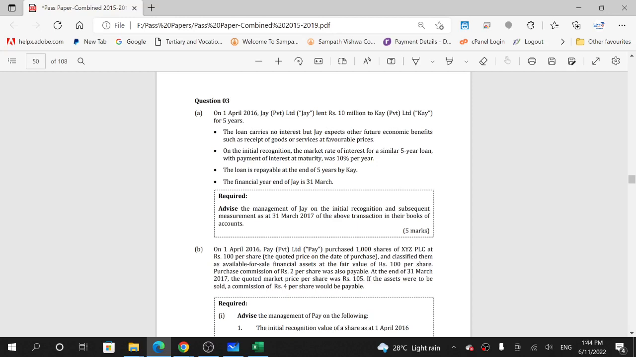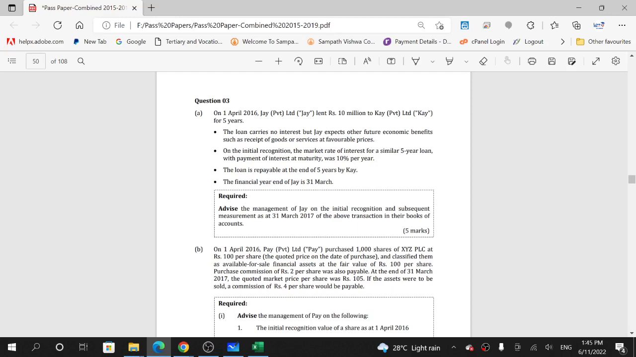On 1st April 2016, J Private Limited lent 10 million to K for 5 years. The loan carries no interest, but J expects other future economic benefits such as receipt of goods or services at favorable prices. On initial recognition, the market rate of interest for a similar 5-year loan with payment of interest at maturity was 10% per year. The loan is repayable at the end of 5 years by K. The financial year end of J is 31st March. Required: advise the management of J on the initial recognition and subsequent measurement as at 31st March 2017 of the above transaction in their books of accounts.